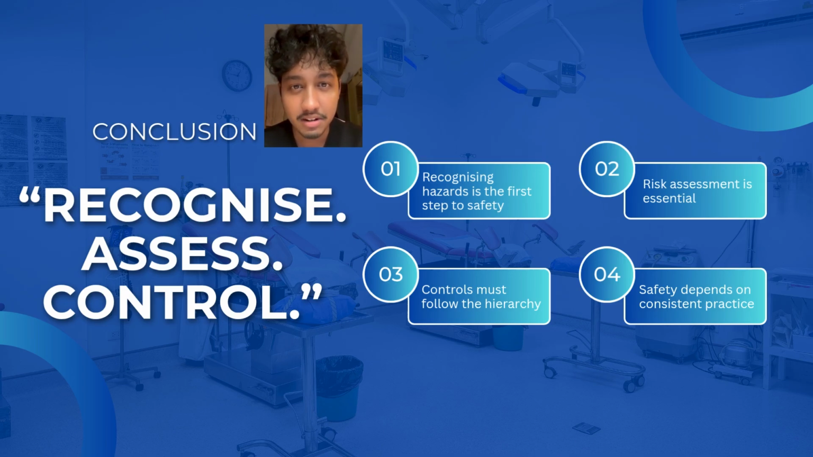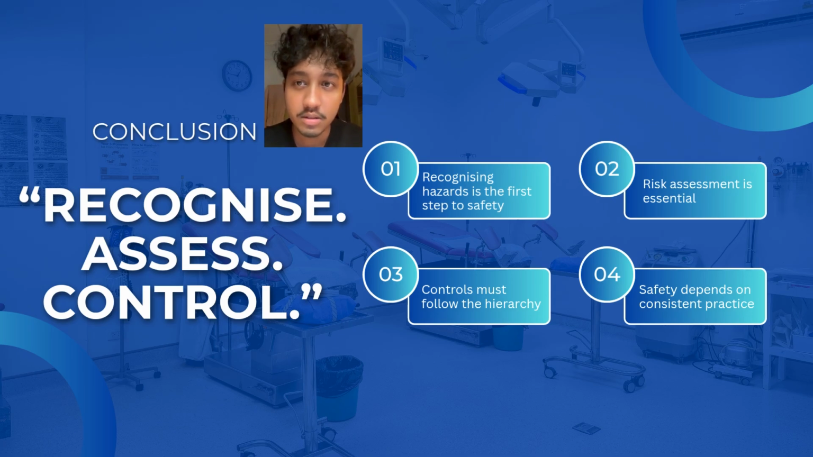So, recognize. Recognizing hazards is the first step towards safety. After all, we can't manage it if we don't understand it. Now, second, assessment. Risk assessment is to ensure that we can come up with an effective control measure so that we don't waste our time and resources. Which brings me to my third point, which is control must follow the hierarchy.